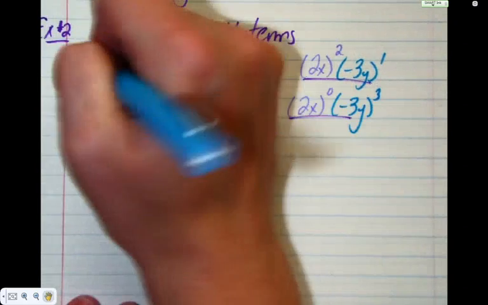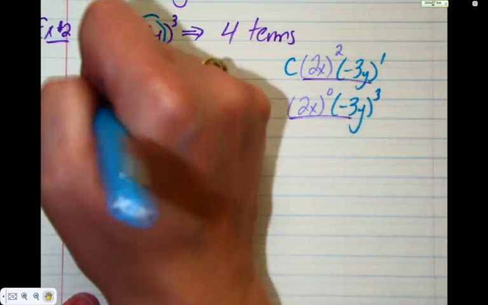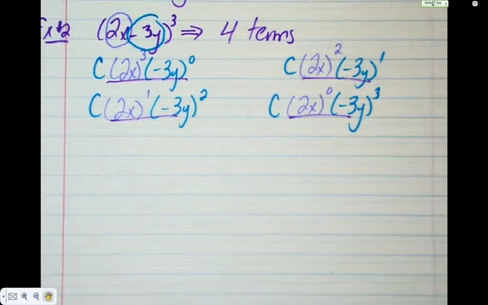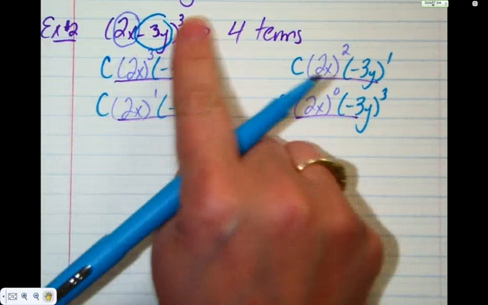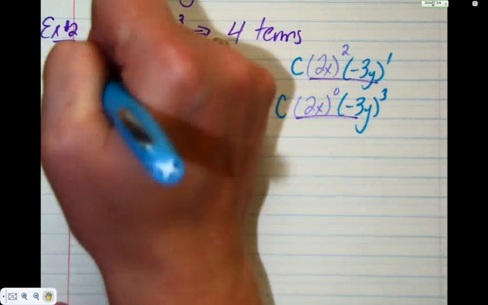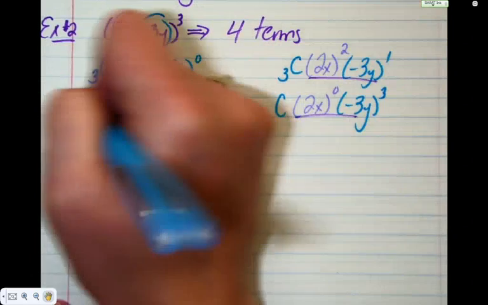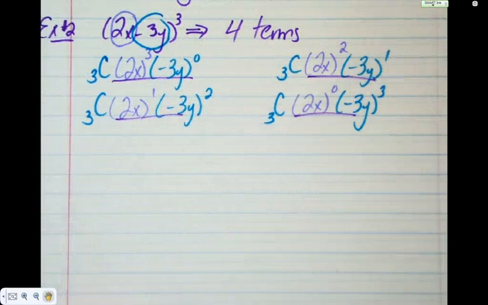Let's practice with combinations. So each of these are going to be a combination. The n value is always going to match the exponent in the question. So this is going to be a 3c something, 3c something, 3c something, 3c something.